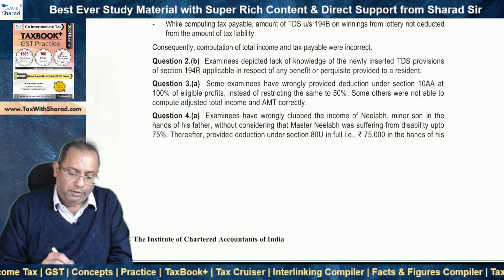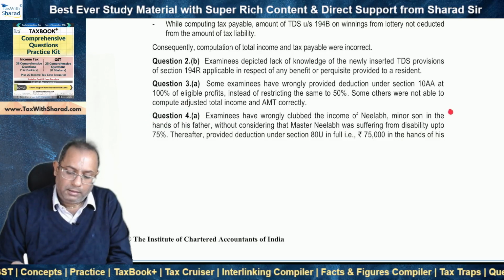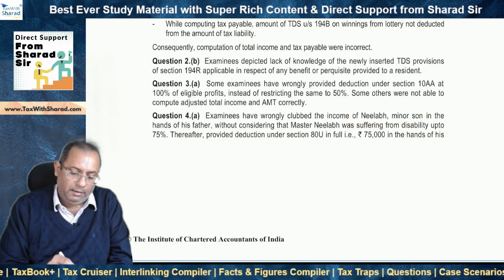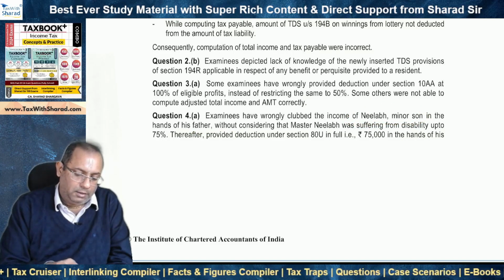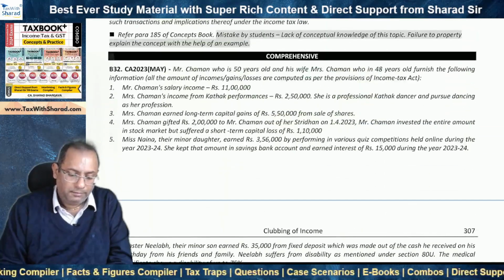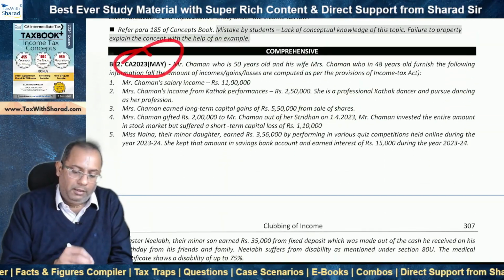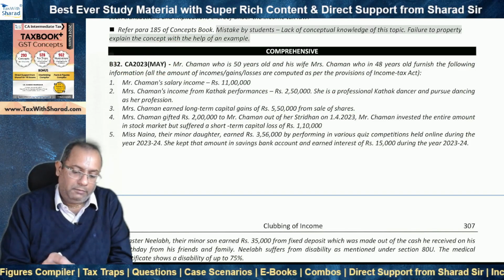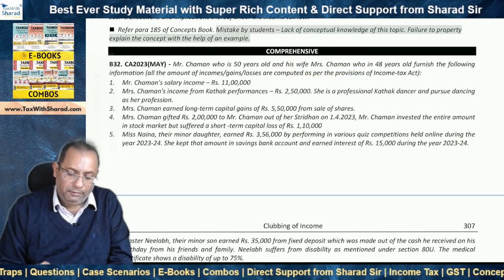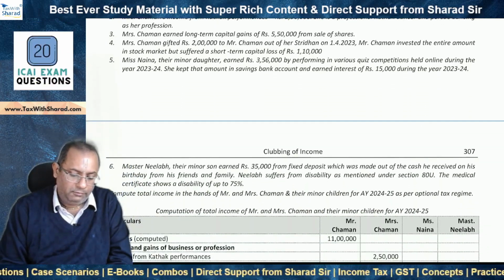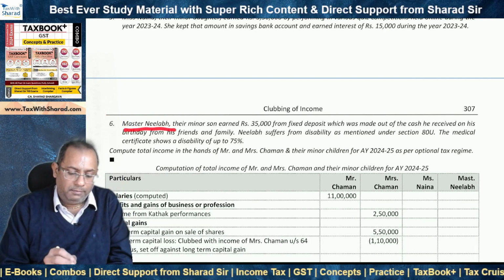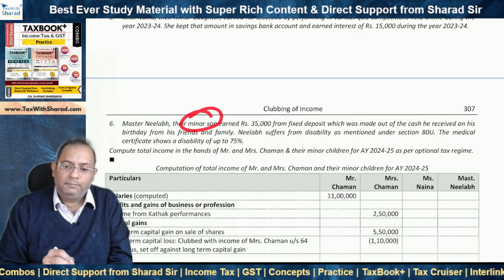Next question is question number 4A. And this is in respect of clubbing of income of Neelab, the minor son, in the hands of his father. So let's take a look at the question and see what is the mistake that students committed. So CA 23 May, and this is the question with regard to Mr. Chaman and his wife Mrs. Chaman, and they have furnished certain information in respect of various incomes. And point number 6 refers to Master Neelab, who is their minor son.